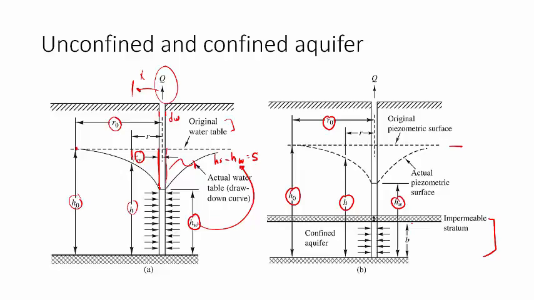The only thing that's different is that now the thickness of the confined aquifer is B. Okay, but you have the same notation here, and at any distance R, this is your H, and then you have your drawdown also, which is S equals H0 minus H. So this is the drawdown, okay, and then this is of course the drawdown as well.